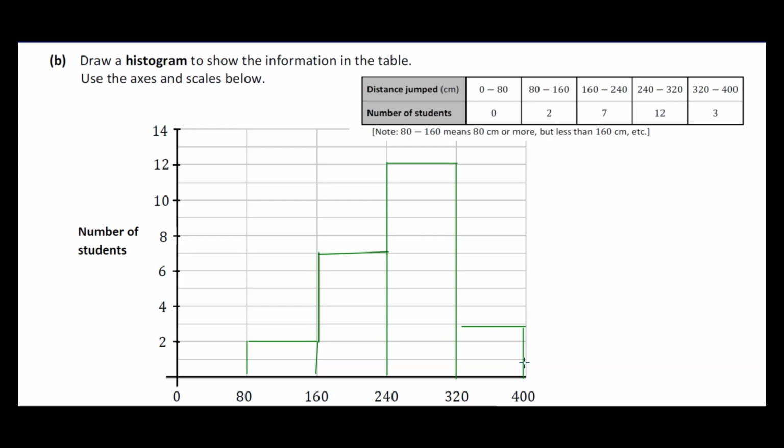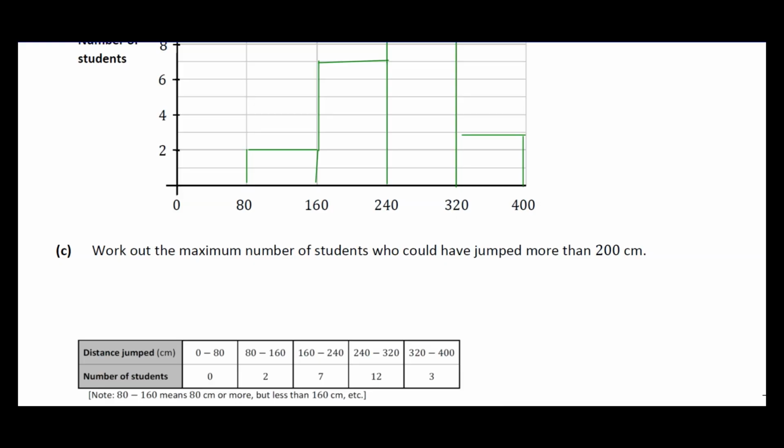Two graphs from statistics that very often come up are the histogram or a pie chart. So you definitely need to know how to do those two. Okay, and then let's look at part C.